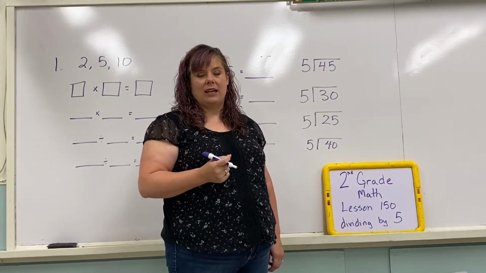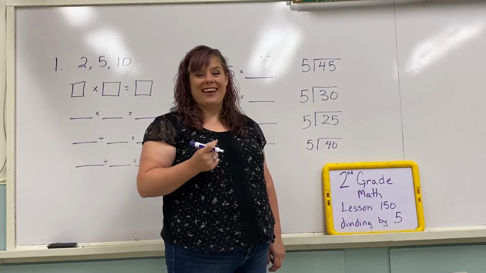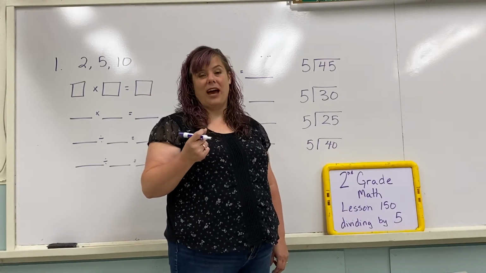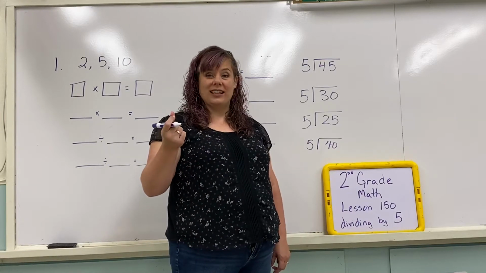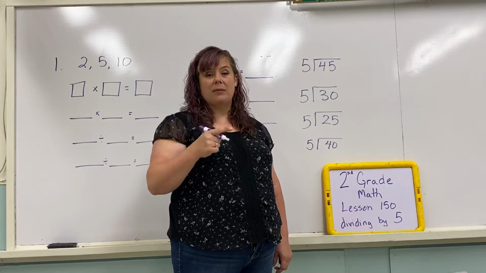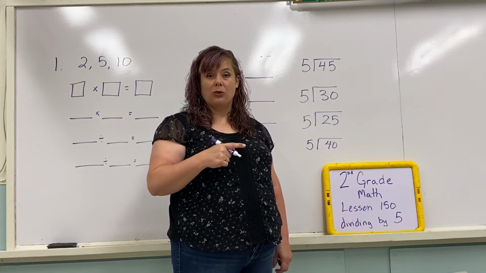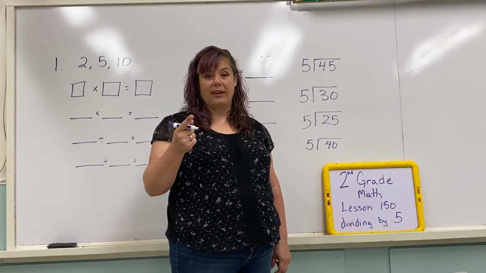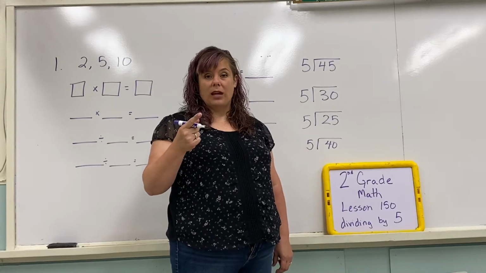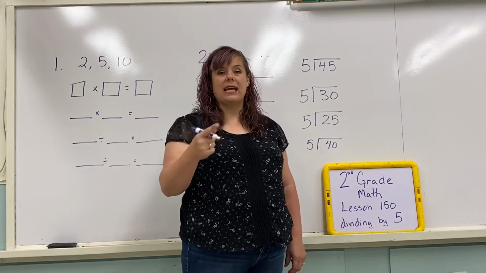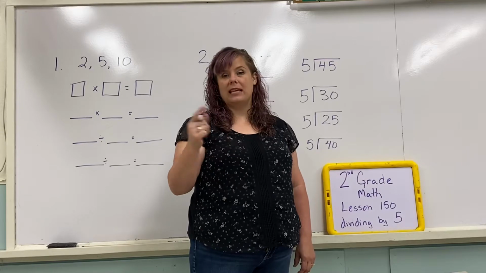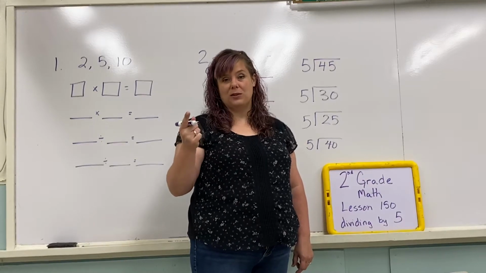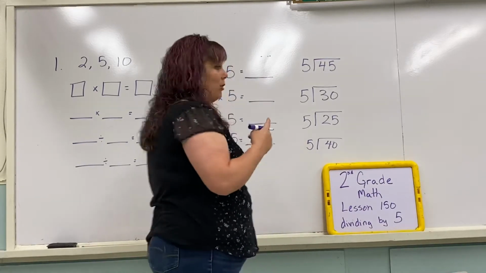Today in your lesson 150, we're talking about dividing by 5. Now remember, division is just the opposite of multiplication, and we've been learning multiplication by 5s. And usually we do that just by counting by 5. So let's take a minute and let's count by 5. It's really easy. It's just like counting nickels. We've been doing that a lot. So let's do that real quick, okay?